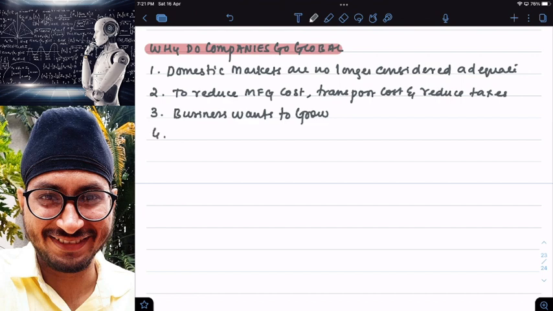Next, access to cheap raw materials. In my country, raw materials are very expensive, sir. That is why I buy it from your company. I repeat, in my country raw materials are very costly. That is why I will buy the raw materials from another country, import those raw materials to India, and then start manufacturing the goods. That is one example of access to cheap raw materials.